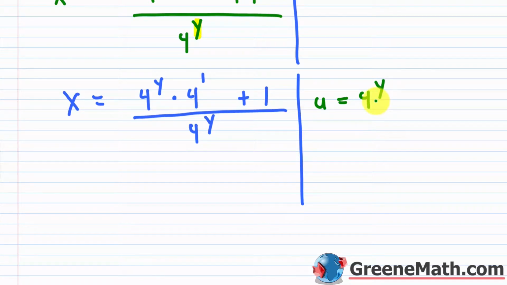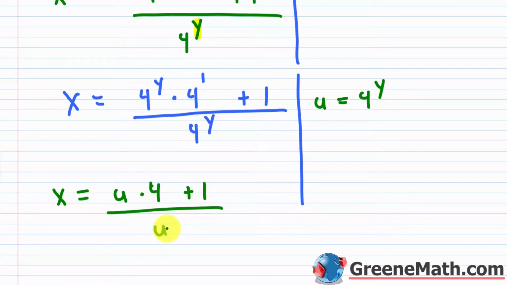So u equals 4 to the power of y. What I'm going to do is say I have x is equal to u times 4 plus 1, and this is over u. So now I'm just going to solve for u. That's very easy to do. It's not complicated at all. We've been doing it forever.